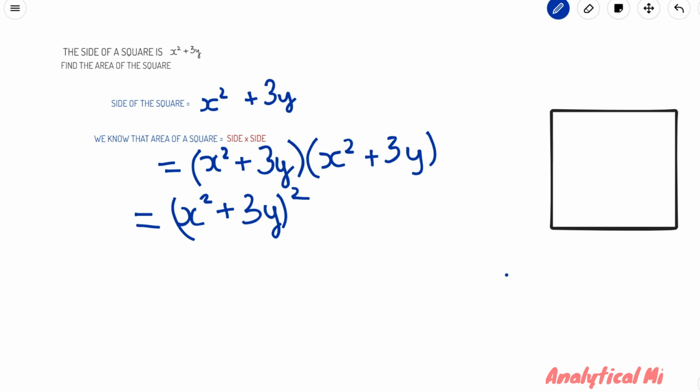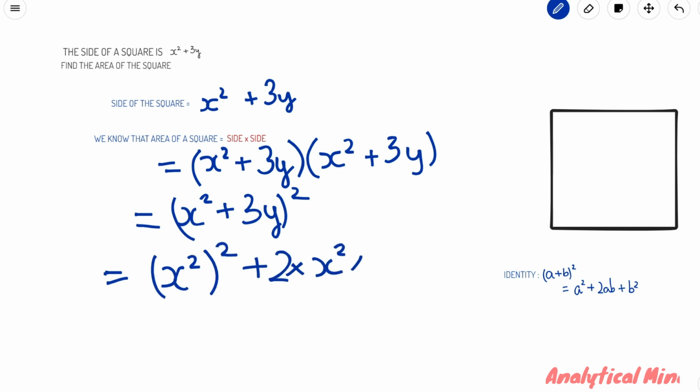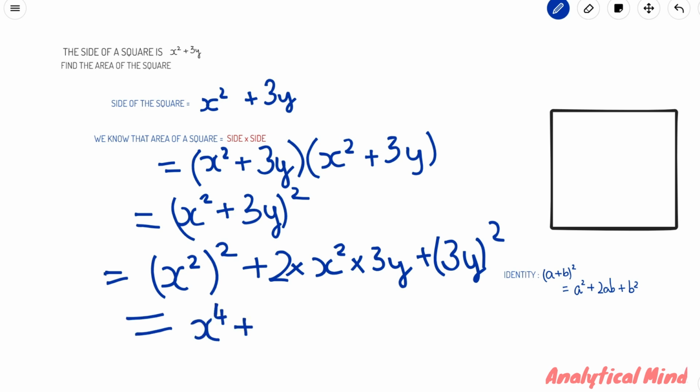Now let's recall the identity. A plus b the whole square is equal to a square plus 2ab plus b square. So in here we take a as x square and b as 3y. So let's expand it. So x square the whole square plus 2 into x square into 3y plus 3y the whole square. Now x square the whole square is x raised to 4, plus 6x square y, plus 3y the whole square is 9y square. So the area of the square is x raised to 4 plus 6x square y plus 9y square.